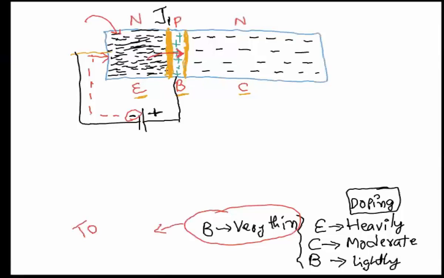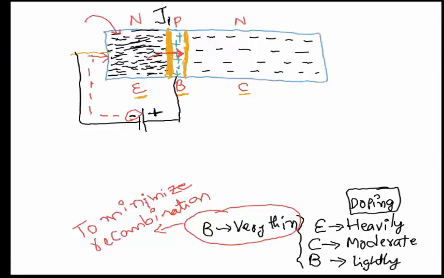because if the base is very large, then all these electrons from the emitter will be replacing the holes, which is the recombination. They're not going to be carried over to the collector. So again, the purpose of a very thin base region is to minimize the recombination between the emitter and the base.